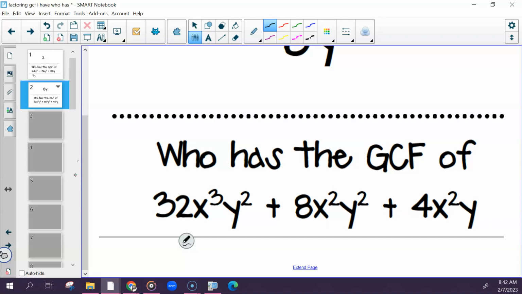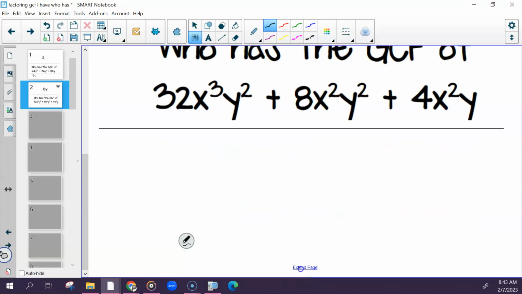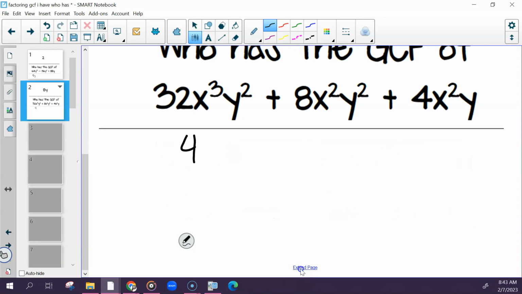Now we're looking for this GCF. Numbers are 32, 8, and 4. If you're using Desmos, what is the GCF of that? 4. So everyone who has a 4, look at your card to see the variables if yours match.